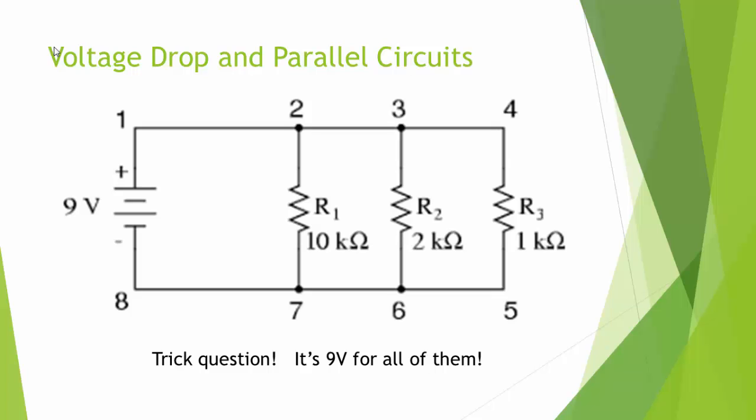Why? Well, notice that nodes 2, 3, and 4 are all connected by wires. They're isopotential points. Same thing for 7, 6, and 5. So 7, 6, and 5 are all at 0 volts. 2, 3, and 4 are all at 9 volts. So we know that the voltage drop across each one of these resistors is in fact 9 volts.